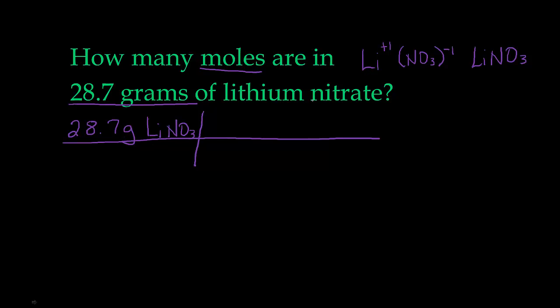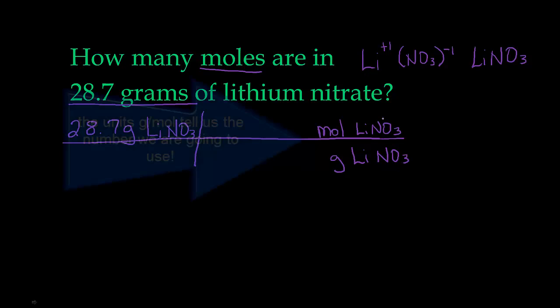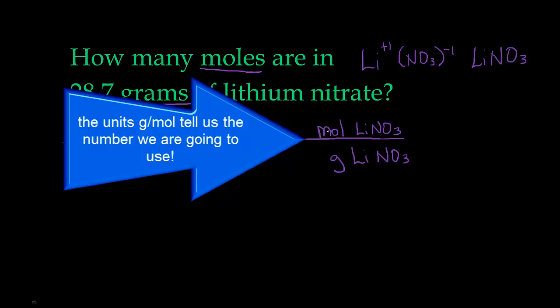I have grams of lithium nitrate, but I want to go to moles of lithium nitrate, so I'm going to write moles of lithium nitrate over here. Now I want to get rid of my grams, so I need to put it on the bottom, because if there's one on the top and one on the bottom, they go away. Grams per mole tells us we're looking for molar mass. So now we need to find out what the molar mass of lithium nitrate is.